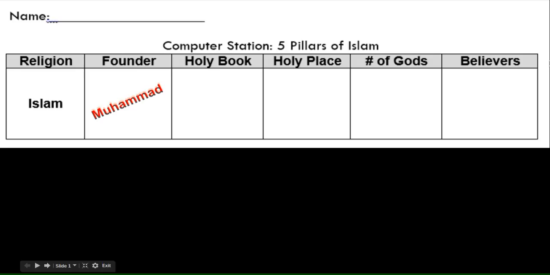Good morning, sixth graders. Today is Monday, November 9th. Today we're going to be continuing our discussion about the third monotheistic religion that we're learning about, Islam. Remember that we started talking about monotheistic religions with Judaism, and then we went on to Christianity, and then we went on to Islam. Remember that all three of these religions are monotheistic, meaning they believe in one God.